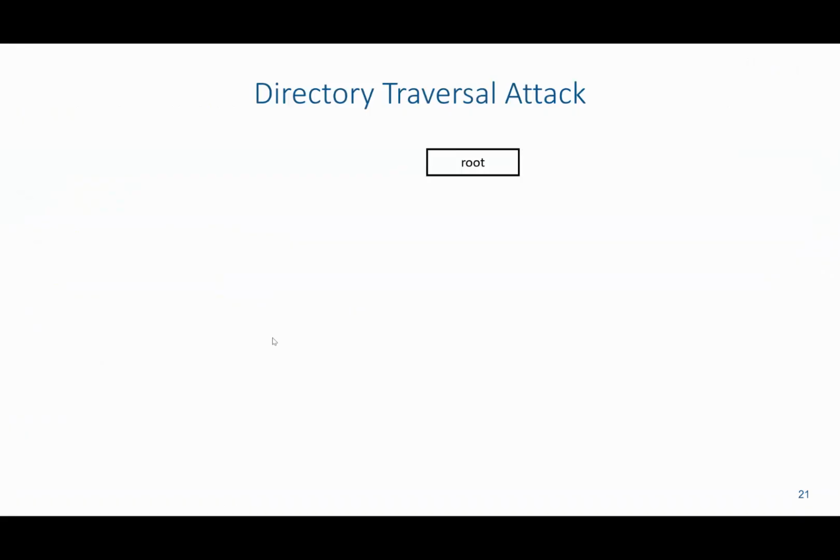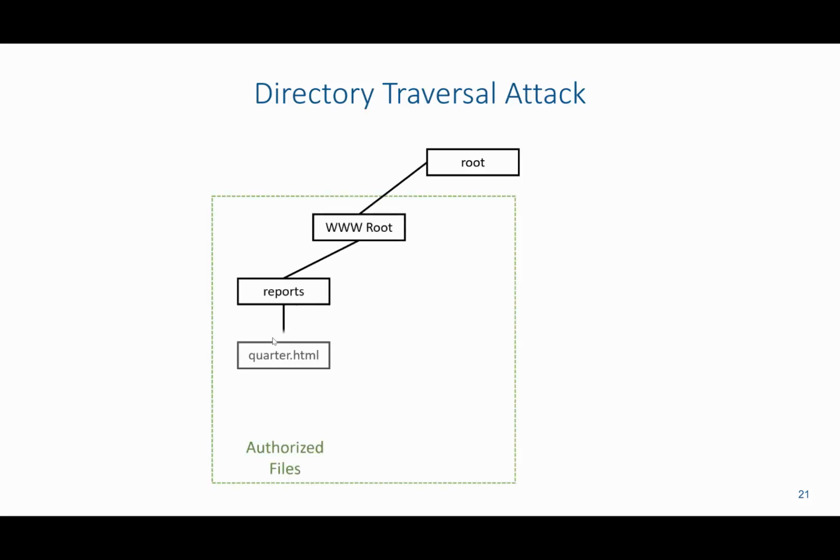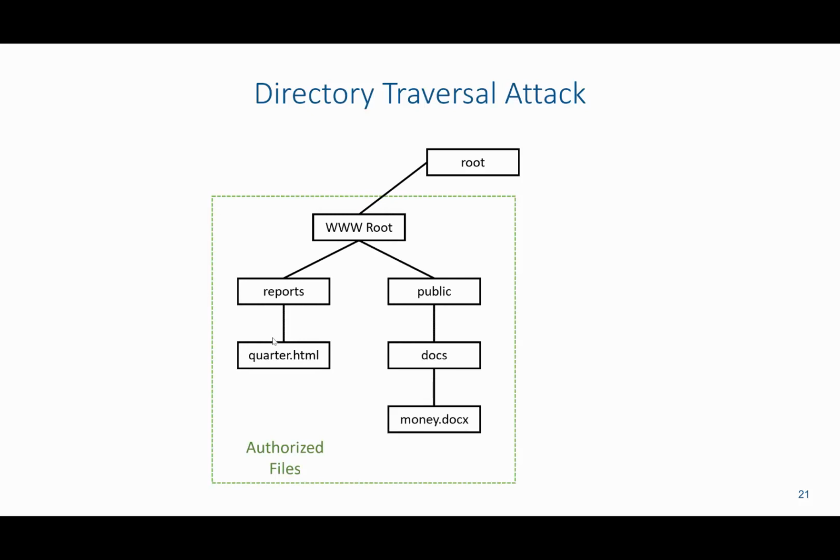All right, the next type of attack we're going to talk about is the directory traversal attack. So first of all, we're going to have a root directory, and inside of that root directory, we'll have a www root directory, which is going to have access to all the web application files. If you wanted to access, for example, the quarterly report, you could then dive into a folder by adding /reports at the end of that, and then /quarter.html, and it would open up that quarterly report.